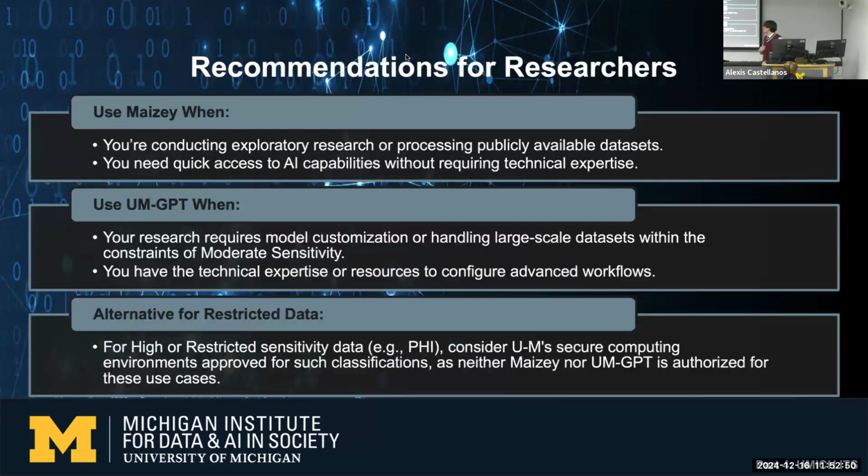Now, recommendations for researchers when conducting research. If you need quick access, use Maisie. When you have a little bit more time, use UMGPT, so do a quick transition. If you are looking for something for restrictive data sets, consider using other things within the university.